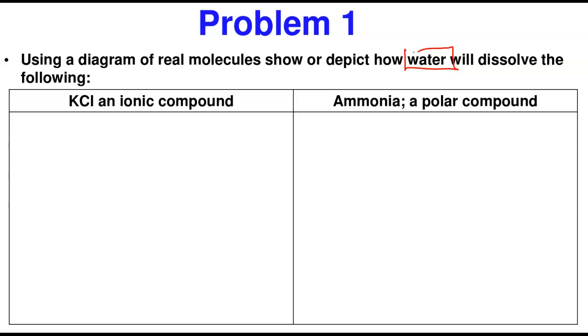How would that happen? Remember, first of all, this is an ionic compound. This is a polar compound. Ionic compound, first of all, will be hydrated individually by water molecules. Let's see what happens there. Remember, potassium chloride will, first of all, be ripped apart into potassium ion plus chloride ion. That's the first thing that is going to happen.